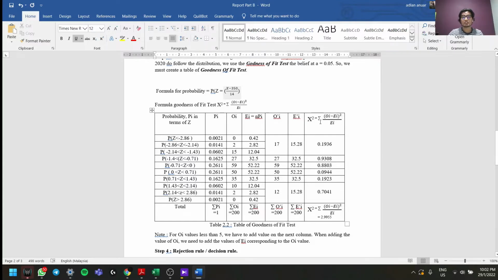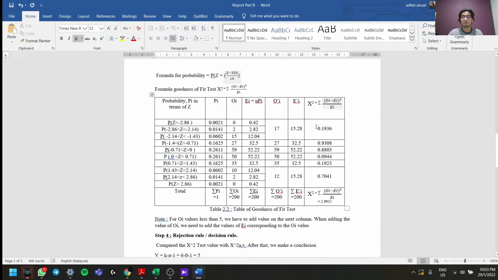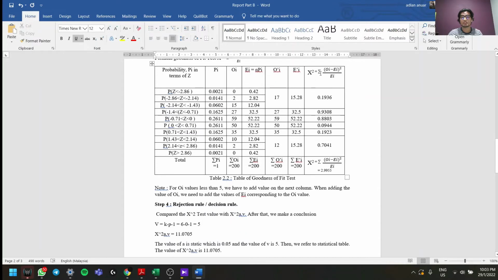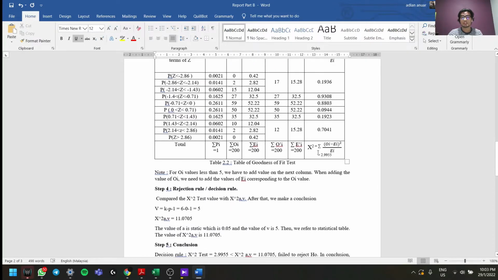The last is the goodness of fit test formula: Oi minus Ei, to the power of 2, divided by Ei. Oi is 17 minus 15.28, to the power of 2, then divided by 15.28. The answer is 0.1936. For the rest, I use the same calculation that I explained just now. After that, we add all the values we get from the goodness of fit formula, and the answer is 2.9955.